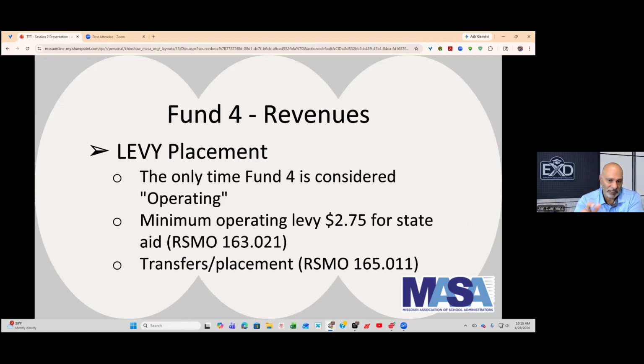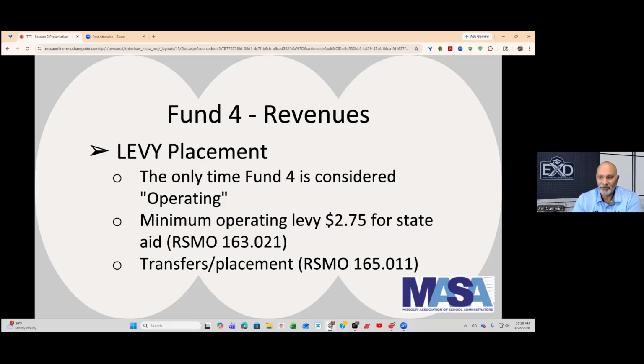So the challenge is once you determine the expenditures, how am I going to get money in there? So let's say you have a $200,000 lease purchase payment that is going to come out of Fund 4. Well, you have to know how you're going to get money in there to pay for that. The only time Fund 4 is really considered operating is when you set your levy. And you can set your operating levy with some of that money going into Fund 4.